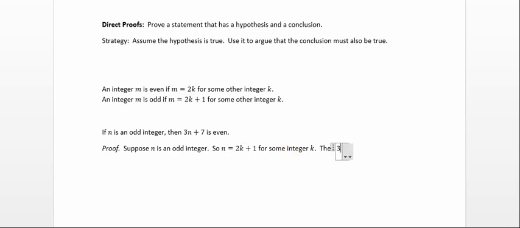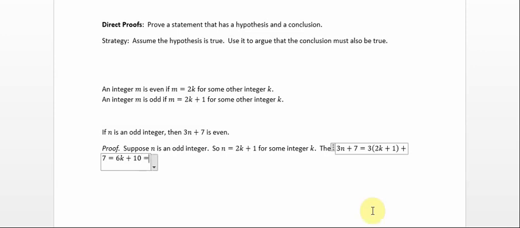Okay, so now let's move on to the 3n plus 7. We want to prove that it's even, so we ultimately want to prove that it's 2 times something. Well, how do we get there? We have that n equals 2k plus 1, so we can sub that in. So 3 times (2k plus 1), plus 7. Now there's some obvious algebra I can do. That's going to be 6k plus 3 plus 7. So 6k plus 10.